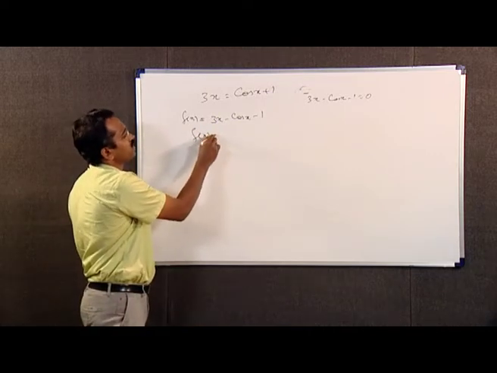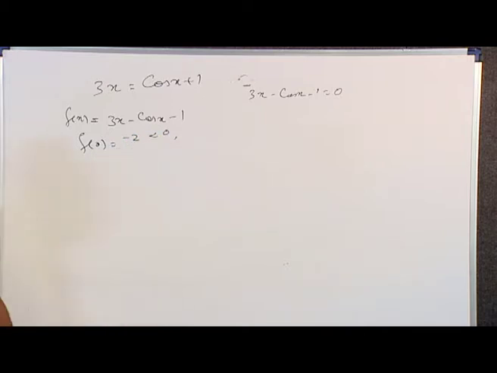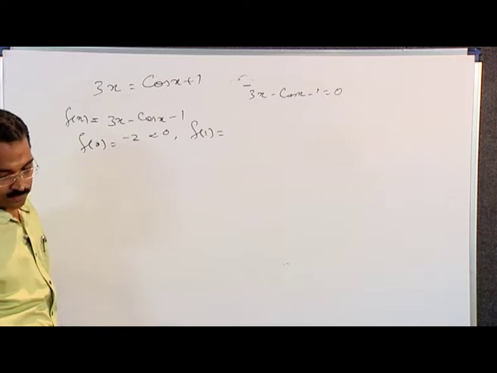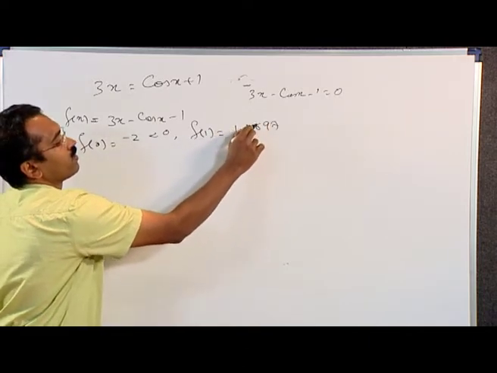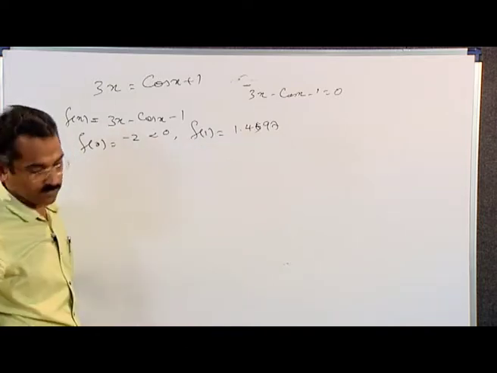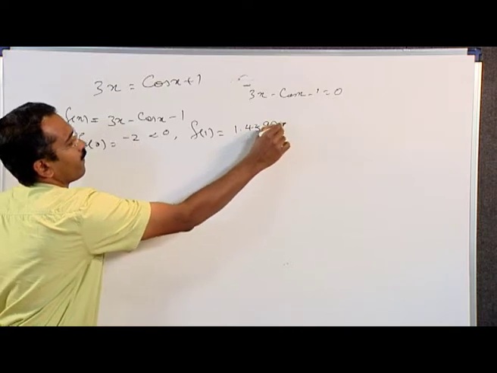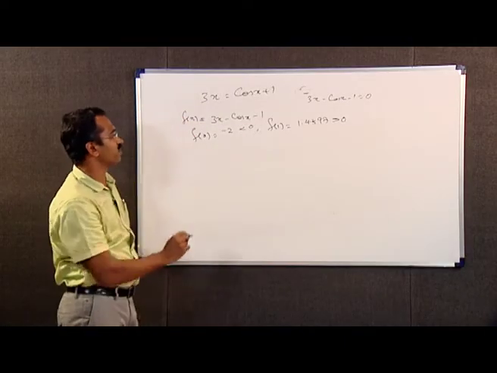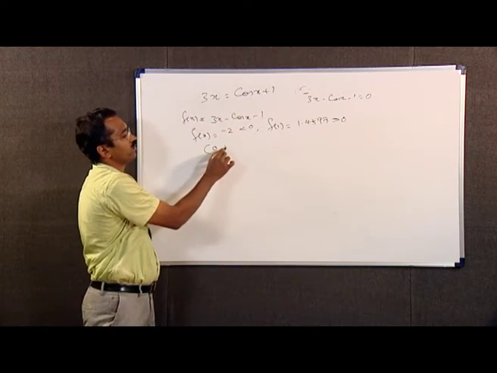F of 0 is equal to minus 2, which is negative. F of 1 is equal to 1.4597, which is positive. Therefore, by the location theorem, we can say that there is a root in between 0 and 1.